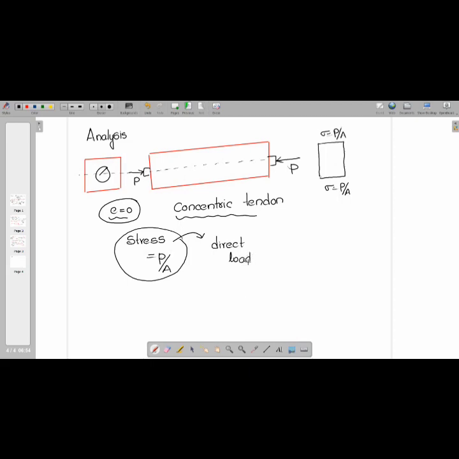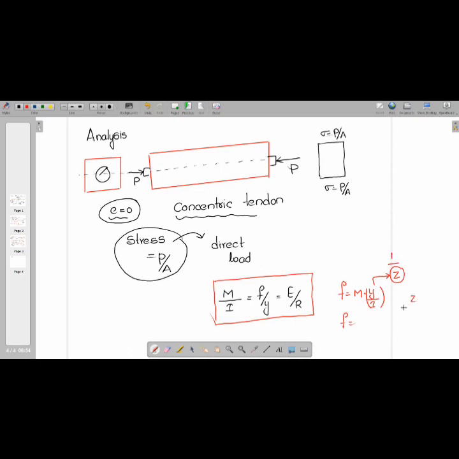Now, my dear students, I have a concept you might have studied in SOM. M by I is equal to F upon Y is equal to E upon R. This is a very important formula. Now, when I talk about F, you can write F is equal to M into Y upon I. So this will be taken as section modulus Z, so bending stress can be taken as M by Z.